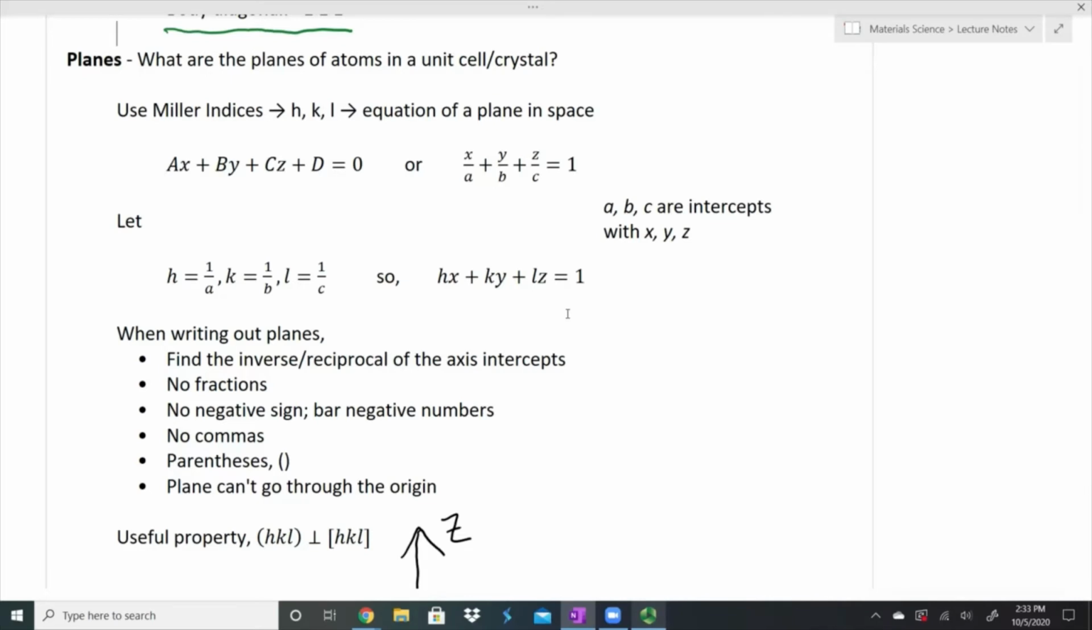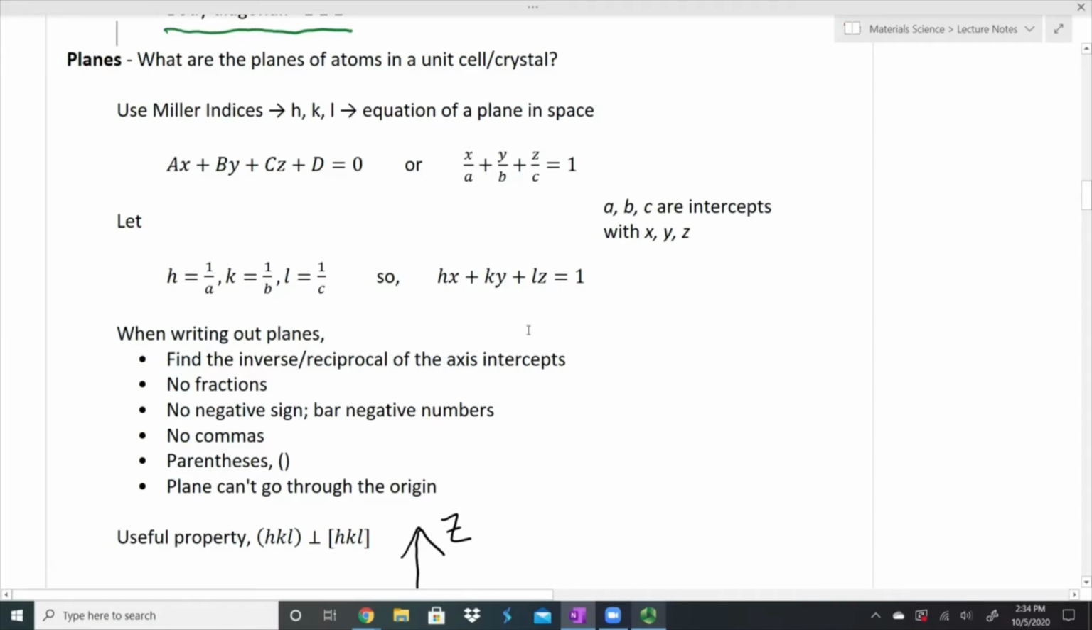Now this is actually going to have the most steps out of all of them. First thing we need to do is make sure that we find the inverse or the reciprocal of the axis intercepts. And we can see that from the equation up here. We have this equation that uses the inverse of our intercepts with our X, Y, and Z axes. If we're going to define this plane with H, K, and L, then we're going to need to take those reciprocals at some point.